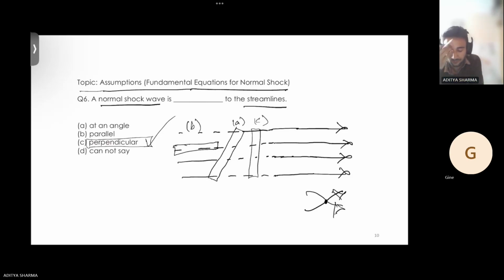All right. So a normal shock wave is perpendicular to the streamlines. So this is the right answer to this question.